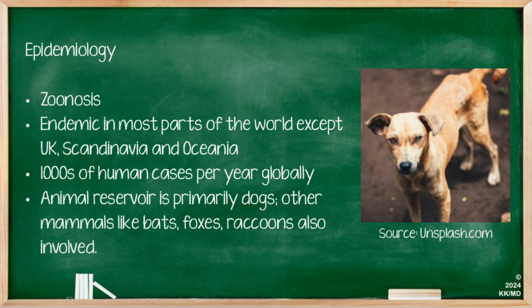The epidemiology of rabies is that it is a zoonosis and it is endemic in most parts of the world, actually, except in Great Britain, Scandinavia, and Oceania. Annually, worldwide, there are thousands of human cases, unfortunately, and the animal reservoir is mostly dogs. However, it can also be present in other mammals such as bats, foxes, raccoons, or any other mammal that has the potential to bite, basically.